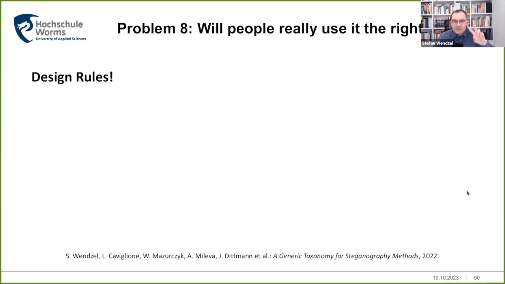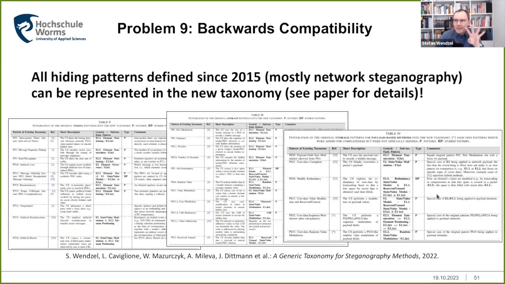Problem number 8. It's the second last problem, so stay with me. Will people really use the taxonomy the right way, or will they misuse it? Well, we came up with design rules, and if the people follow these rules, things should work fine. But therefore, they really have to read the paper's details. I won't bore you with the design rules. Problem 9, is it backwards compatible? Yes. So in the preprint, you will find tables that explain how the previous patterns match and can be transferred into the current, generic taxonomy. So yes, it's backward compatible.